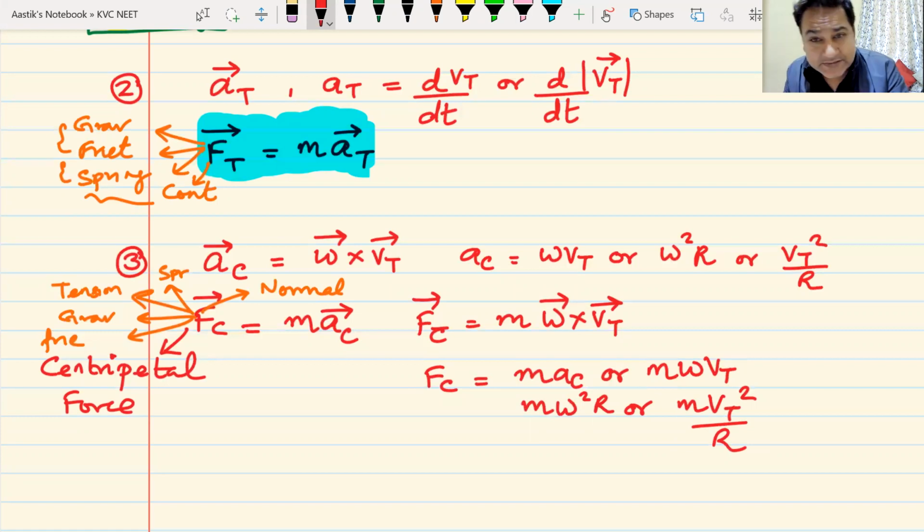Remember, this m into ac is not a force. This m into ac actually is the net centripetal force. This net centripetal force can be given by any of the forces. I'll give you examples. But first, I'll give you time to note this thing down.